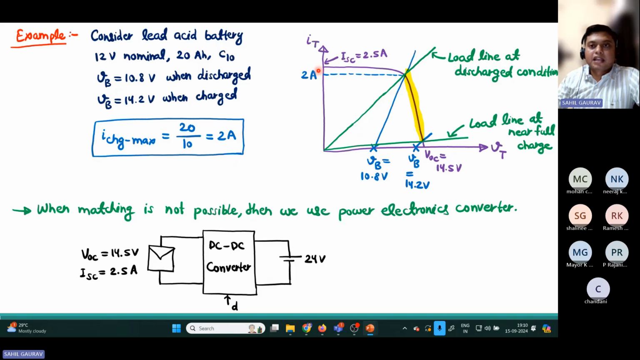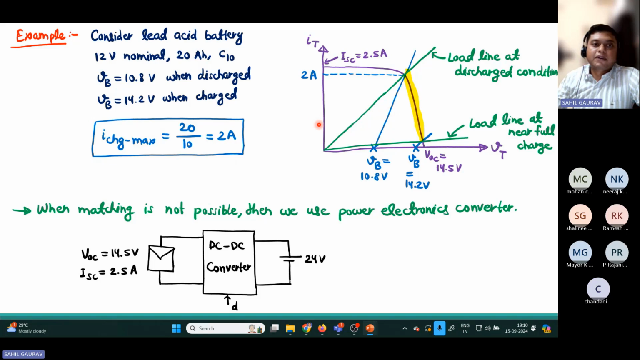Here the IV characteristic of the PV panel is given. The short circuit current is given as 2.5 ampere and the open circuit voltage as 14.5 volt. Now if you make the IV curve for this battery, you can see that when it is discharged, the battery voltage is 10.8 volt, and based upon the charging current, the line can be drawn. It will cut the IV curve of the PV panel at this point. This is the corresponding load line at the discharge condition.